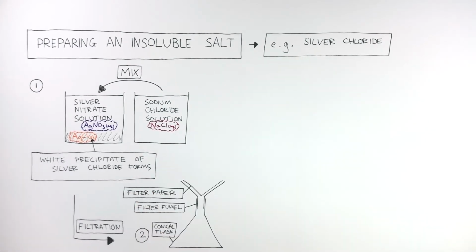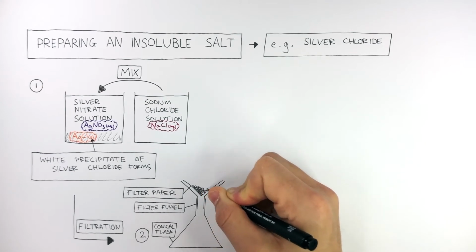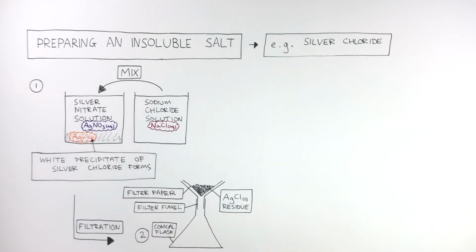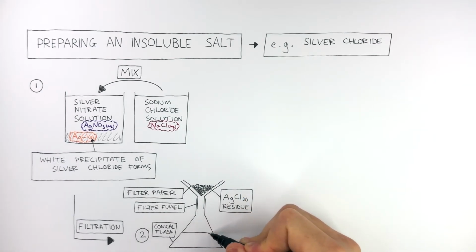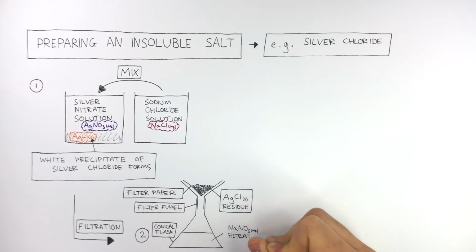The contents of the products are then poured into the filter paper, where this is the solid white precipitate, which is the silver chloride residue. And then what flows through the filter paper is the sodium nitrate solution. So this is the sodium nitrate filtrate.